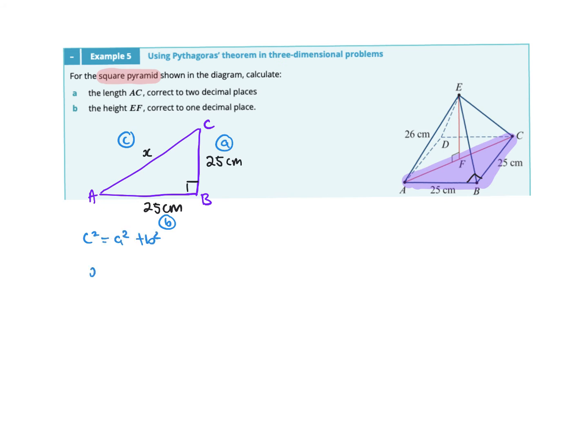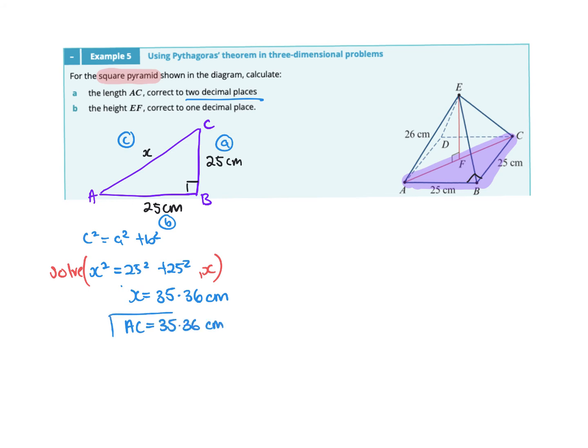So we'll write our formula. We're going to substitute in X squared equals 25 squared plus 25 squared. We can pop in solve, comma X, and we're going to find out what X equals. Okay, so it ends up being 35, says to 2 decimal places, so 35.36 centimetres. So maybe write an answer of AC equals 35.36.